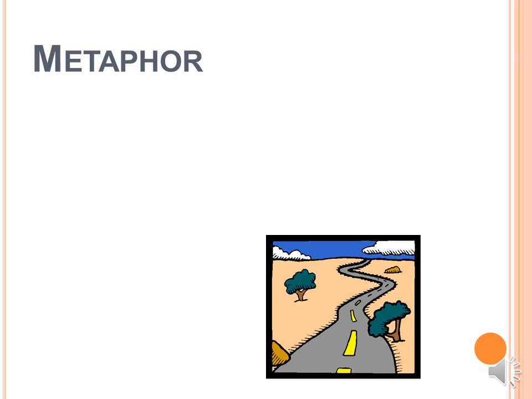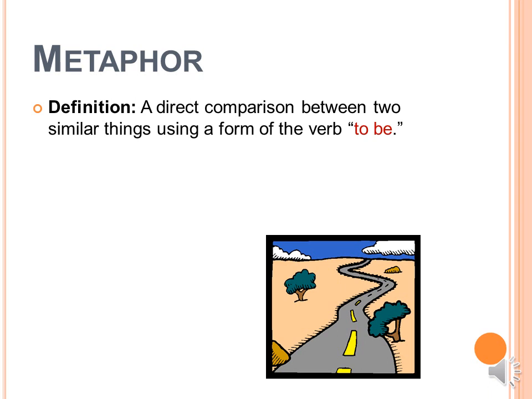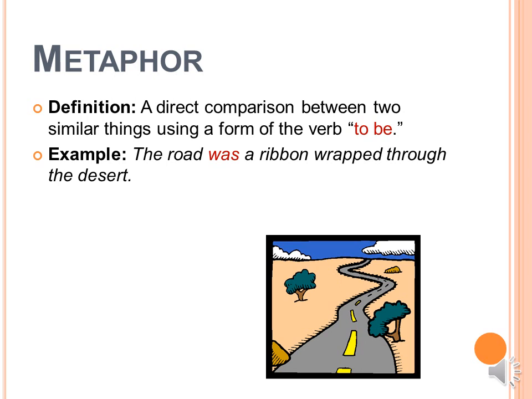But the point here is that you see like or as in comparison, and that's what makes it a simile. With a metaphor, it's the same thing, except it doesn't use like or as. It uses some form of the verb to be. So the road was a ribbon wrapped through the desert. The road obviously is not actually a ribbon, but the road meanders in a way that's similar to how a ribbon meanders. So it's a comparison between the two things, but it doesn't use the words like or as. It uses to be, a verb, in this case was.